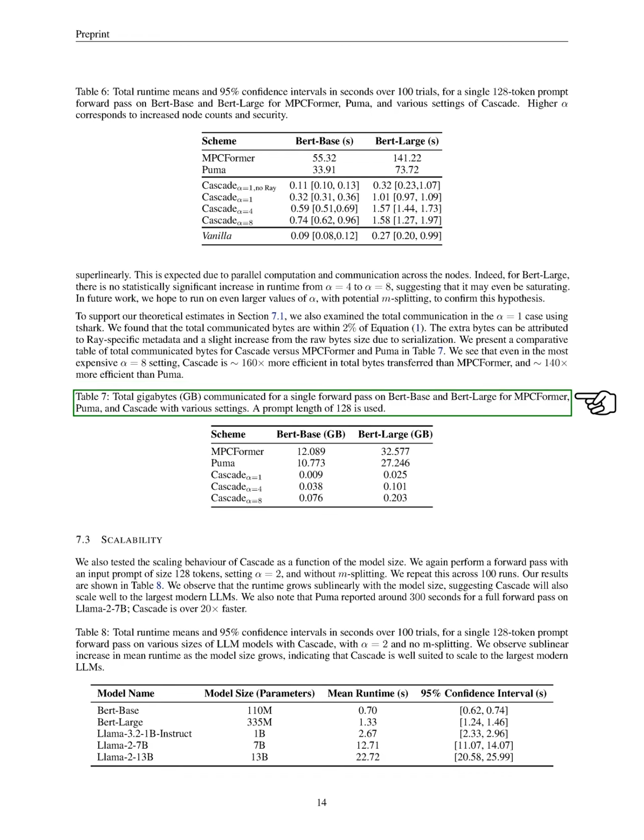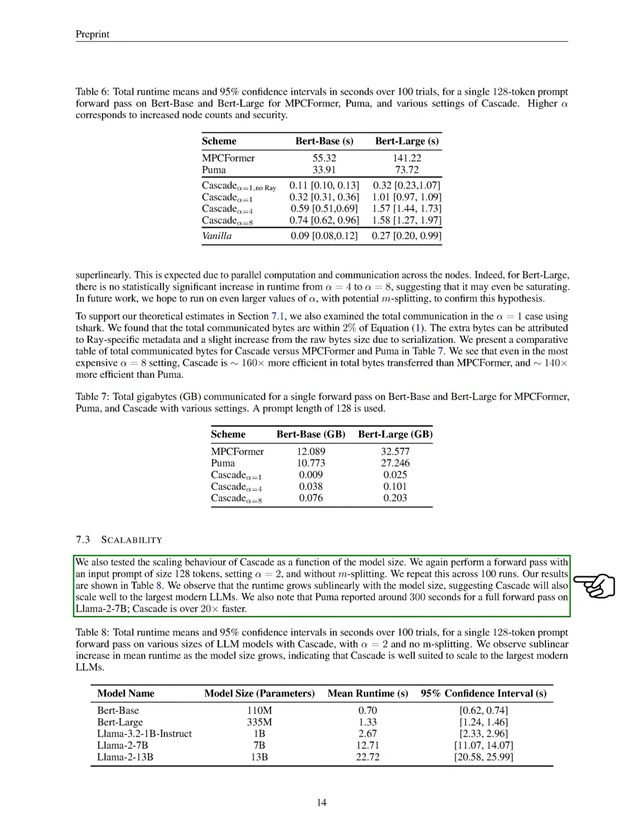In this section, we tested how well Cascade scales with the size of the model. We conducted a forward pass using an input prompt of 128 tokens, with a setting of alpha equal to 2, and without using M-splitting. We repeated this process 100 times. Our findings, shown in the table, indicate that the runtime increases at a slower rate than the model size, which suggests that Cascade can efficiently scale to larger modern language models.